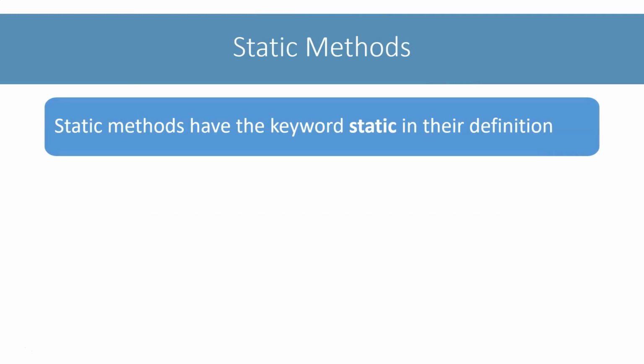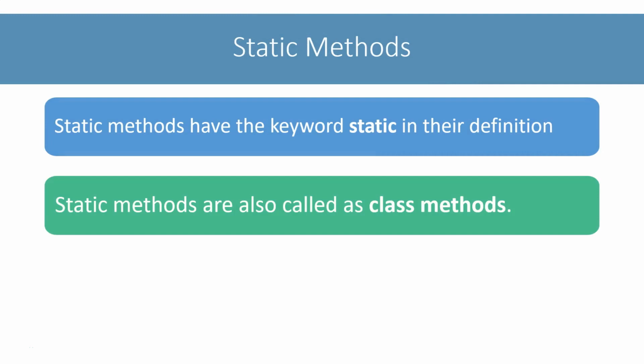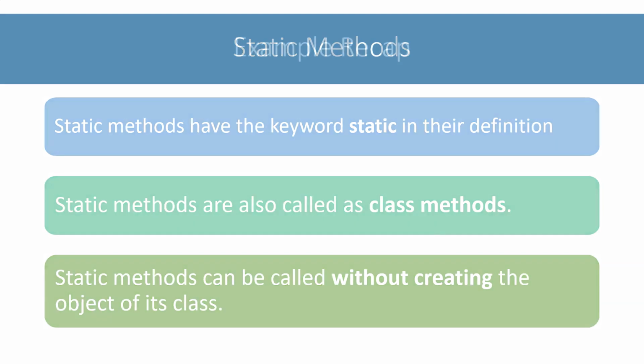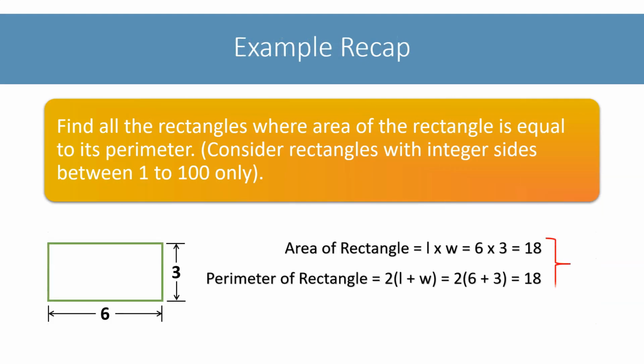We already know that adding the static modifier to the method prototype makes it a static method. Static methods are also called class methods. I earlier said that making a method static means we can call it without creating the object of its class. To show what exactly this statement means, I will switch back to our earlier example of finding rectangles with same area and perimeter. For those of you who didn't watch the previous videos, I will quickly summarize the problem statement.